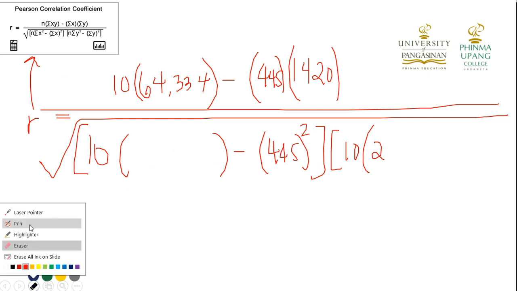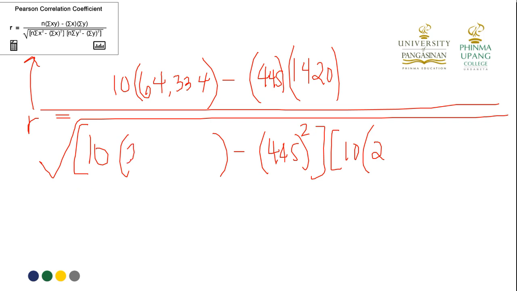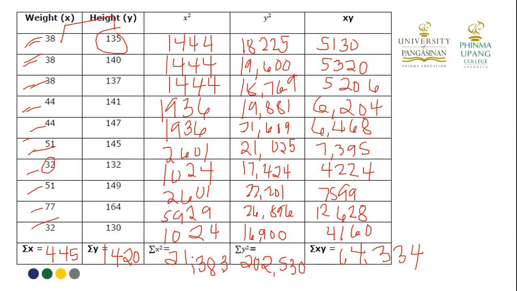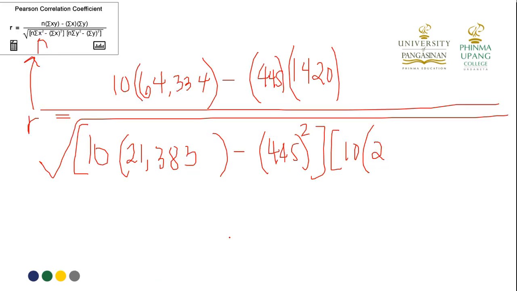Summation of X squared is 21. It should be 21,383 because the formula here is summation of your X squared. The summation of X squared here is 21,383. That's why I changed it into 21,383.